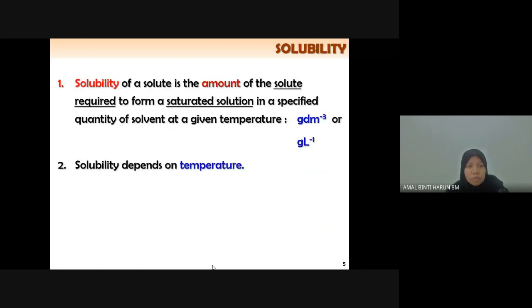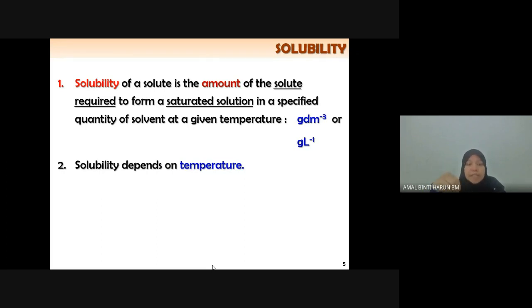Okay, apa itu solubility? It refers to the amount of solid required to form a saturated solution. Maksudnya, dalam satu solution, dia akan mencapai satu tahap saturated solution, meaning that the maximum amount of salt that is present in the solution to be a saturated solution.